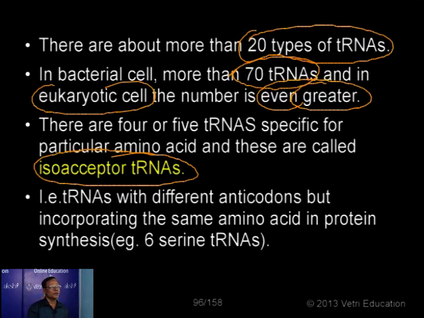If you have 4 tRNAs carrying anticodons for attachment with only one amino acid, these tRNAs are called isoacceptor tRNAs. For example, for the amino acid serine, which is only one specific amino acid, there are 6 tRNAs for carrying serine. Though they have different anticodons, which are complementary to the codons of mRNA, they are all responsible for incorporating only one type of amino acid in protein synthesis. That's why they are called isoacceptor tRNAs: different tRNAs having different anticodons but specific for only one amino acid. As an example, there are 6 tRNAs for the amino acid serine, and they are called isoacceptor tRNAs for serine.